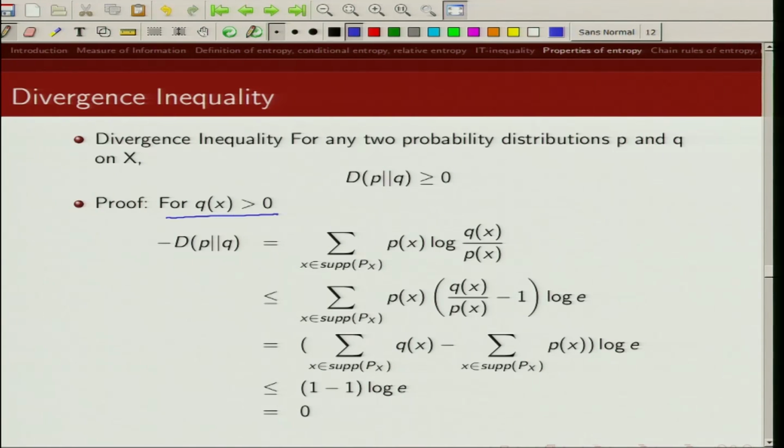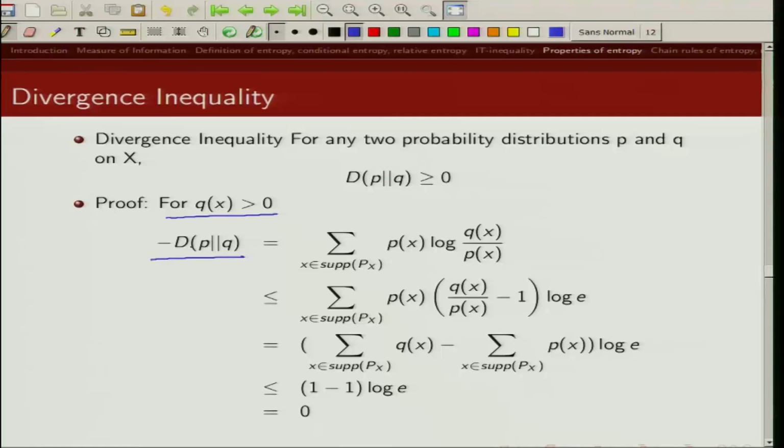So for q of x greater than 0, let us compute minus of divergence of p and q. I will have to show that this quantity is less than or equal to 0. So from the definition of divergence, I know divergence between P and Q is expected value of log of P by Q. So minus of that would be expected value of log of Q by P. So this is minus of divergence between P and Q.